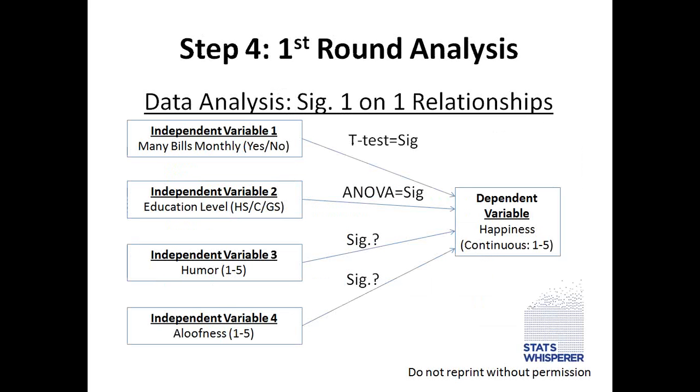So then we can take the results of our ANOVA and again put them right in our relationship line, saying there's a statistically significant relationship between education level and happiness. And so we're filling in the puzzle as we go.